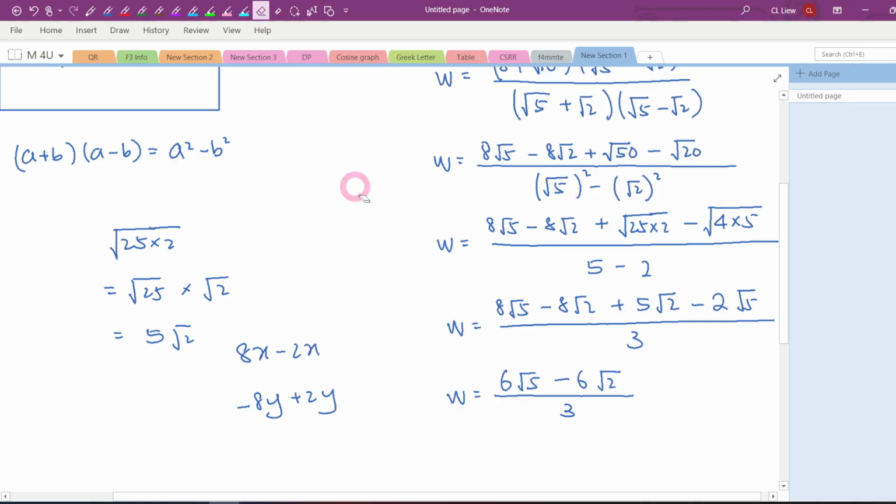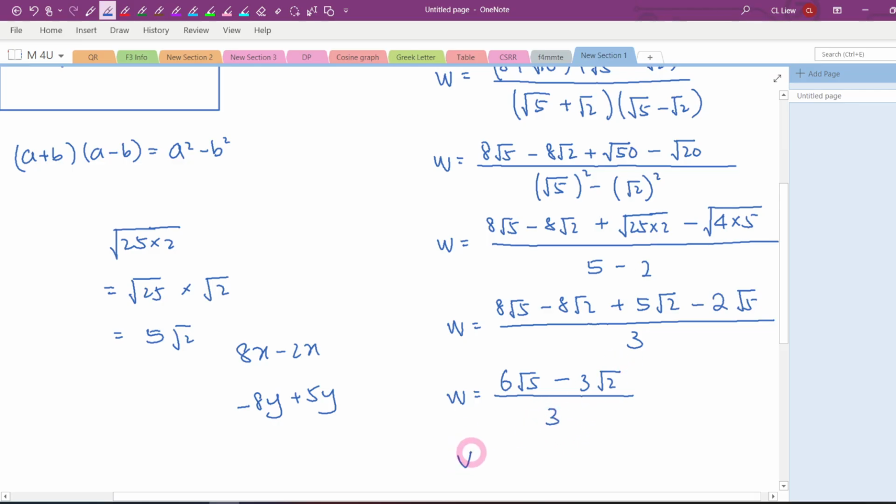Oh, sorry, I copied the wrong thing. This is plus 5 square root of 2, so this should be negative 8y plus 5y. Negative 8y plus 5y is equal to negative 3y, right? Negative 3 times square root of 2.